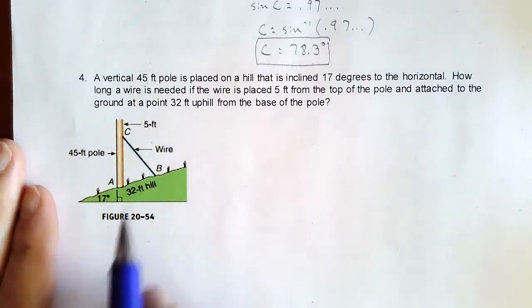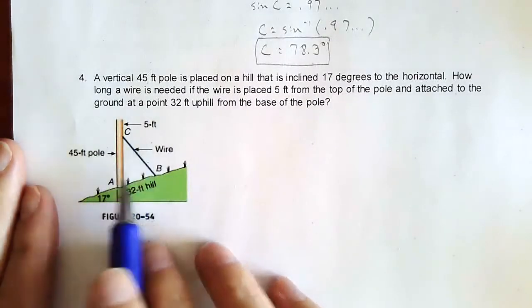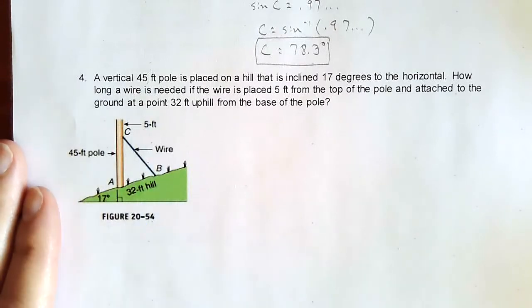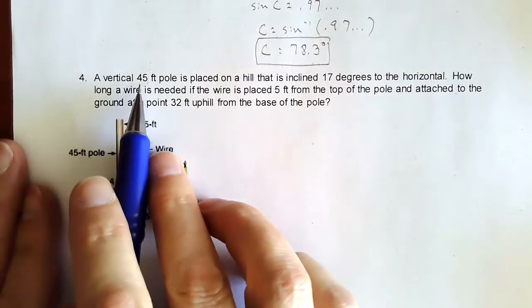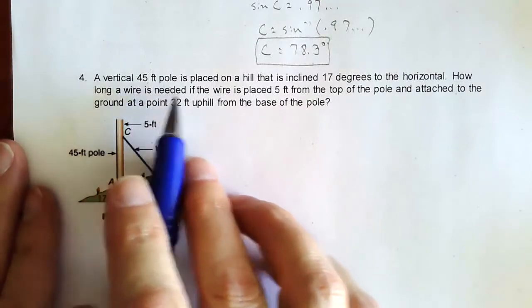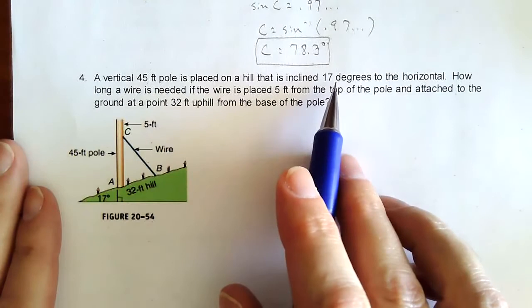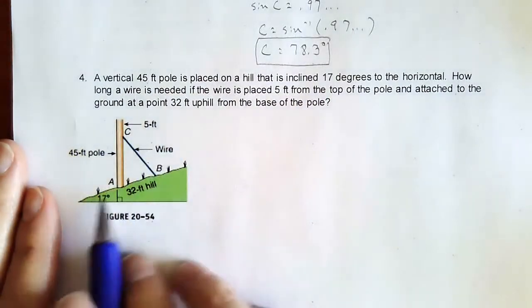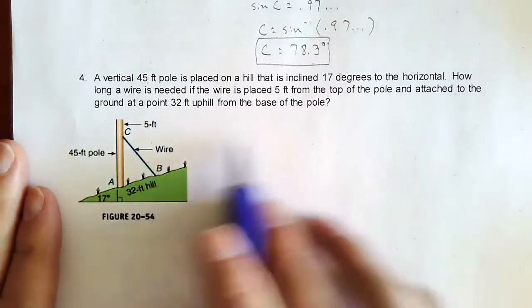In this video, we are going to solve this word problem. We're going to create a picture and just see what kind of situation we have going on here. It says we have a vertical 45-foot pole placed on a hill that is inclined 17 degrees to the horizontal. Okay, so here it is. We're on a hill. It is set vertical.